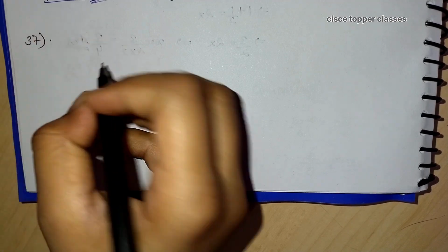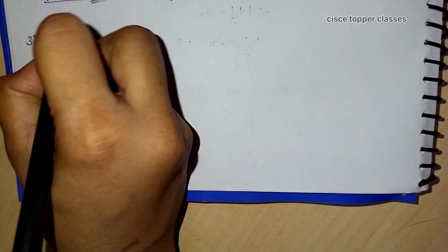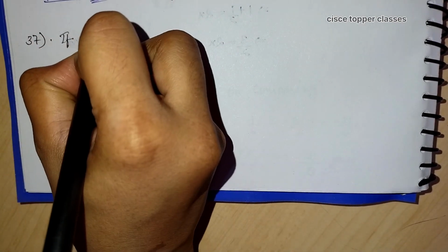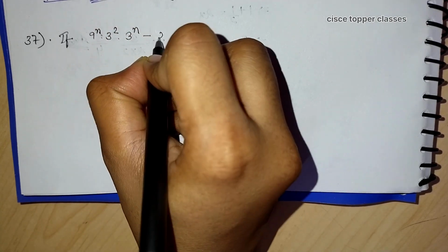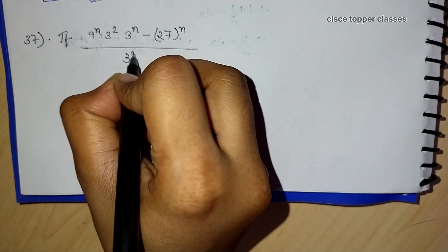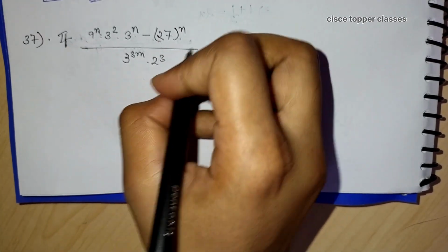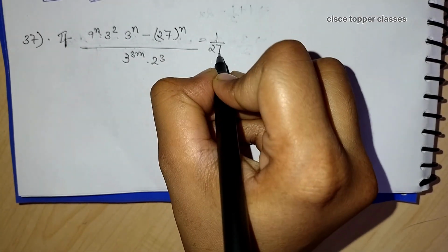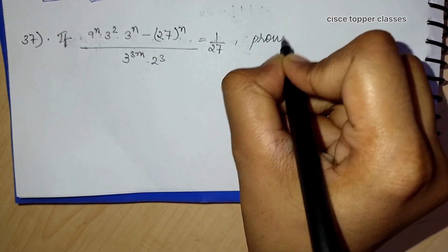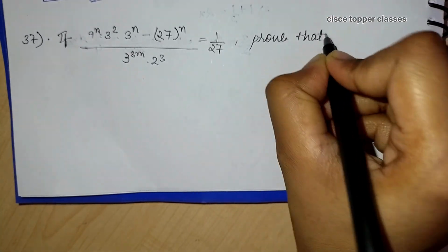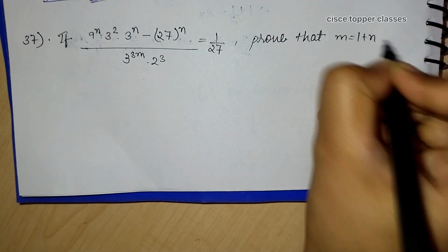Now let us solve the 37th question here, which is: if 9 to the power n into 3 to the power 2 into 3 to the power n minus 27 to the power n, divided by 3 to the power 3m into 2 to the power 3, is equal to 1 by 27, then we have to prove that m is equal to 1 plus n.